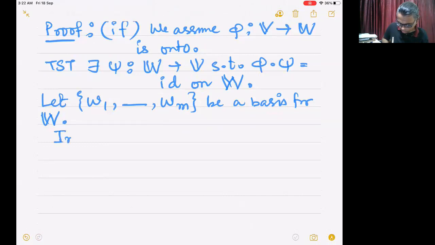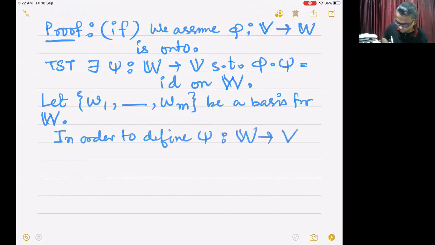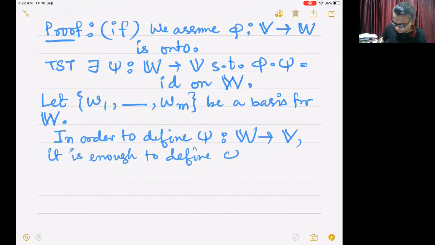in order to define psi, which is purported to be a map from W to V, it is enough to define psi on W1 up to Wm. So if we know how psi acts on W1 up to Wm, because it's a basis, I know it uniquely, as I have been saying again and again. Okay? So I have to specify this one.